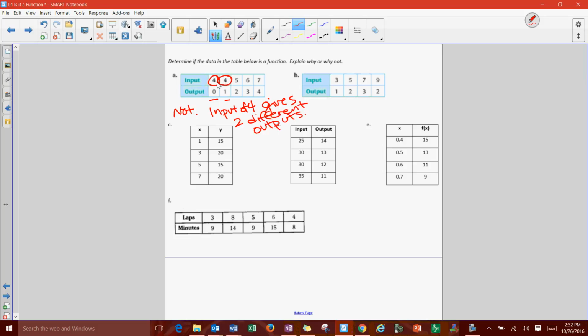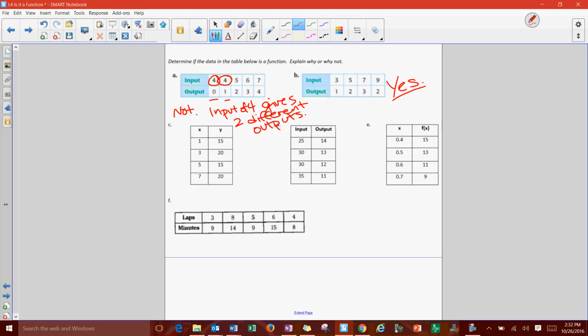Make sense? All right, let's look at letter B. In this case, my inputs are 3, 5, 7, 9. My inputs, or my x values, are not being repeated. Therefore, I'm good. I know that this is a function. Every time I press the button, it's going to give me one unique output.